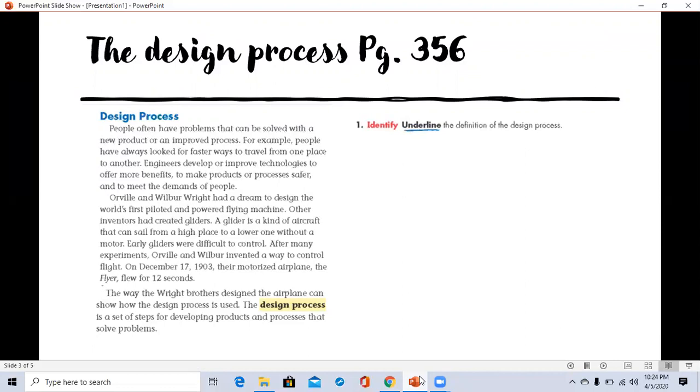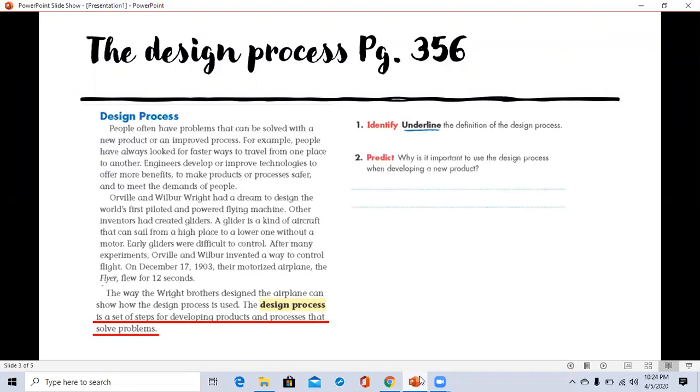Question number 1. Underline the definition of the design process. Question number 2. What is important to use the design process when developing a new product? Feel free to pause the video and write down the answer. The design process can help you plan and organize ideas.